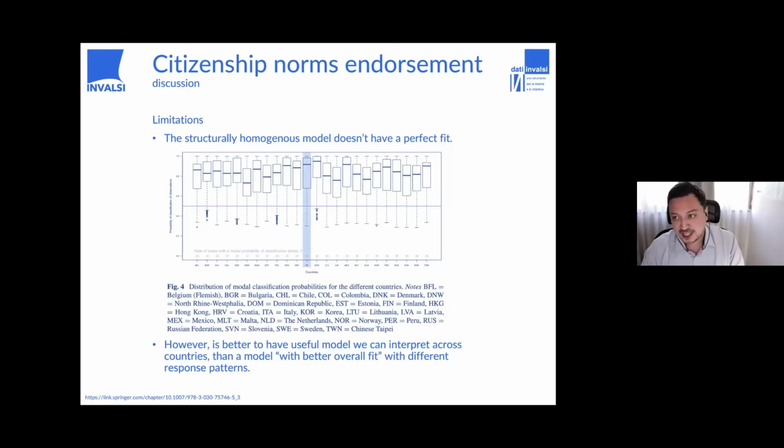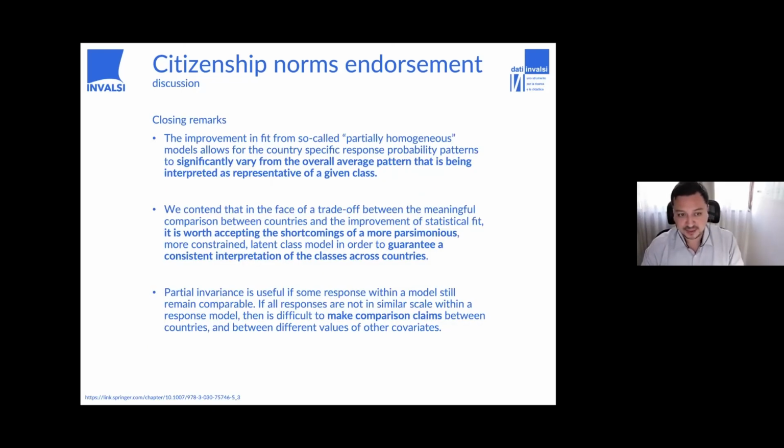What we think is that it's better to have a model with some error that we know about, but with which we can still make the same kind of inferences that we were looking for from the beginning. The improvement in fit from the partially homogeneous models allows too much variability across the countries, which we don't want. We prefer a more parsimonious model, with fewer parameters, willing to sacrifice some of the precision in the classification, because we think that 0.06 is not that much.